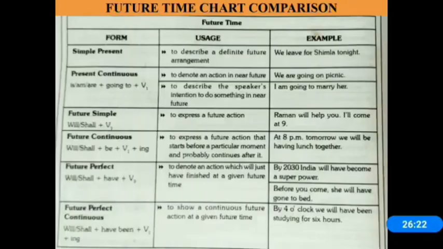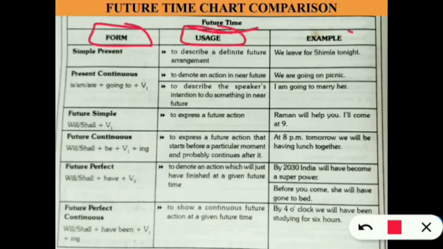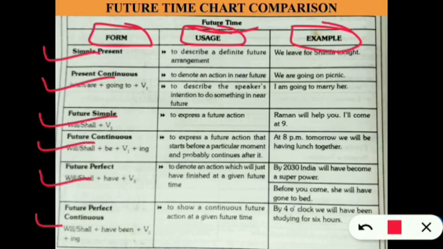Now we will move towards future tense, and let's see the comparison at first. Future time. Let's see the form first, okay, then uses and then example. Please see here. We have present continuous, future simple, future continuous, future perfect and future continuous. So in simple present we describe or define future arrangements like we leave for Shimla tonight. This also shows future things that will be done.